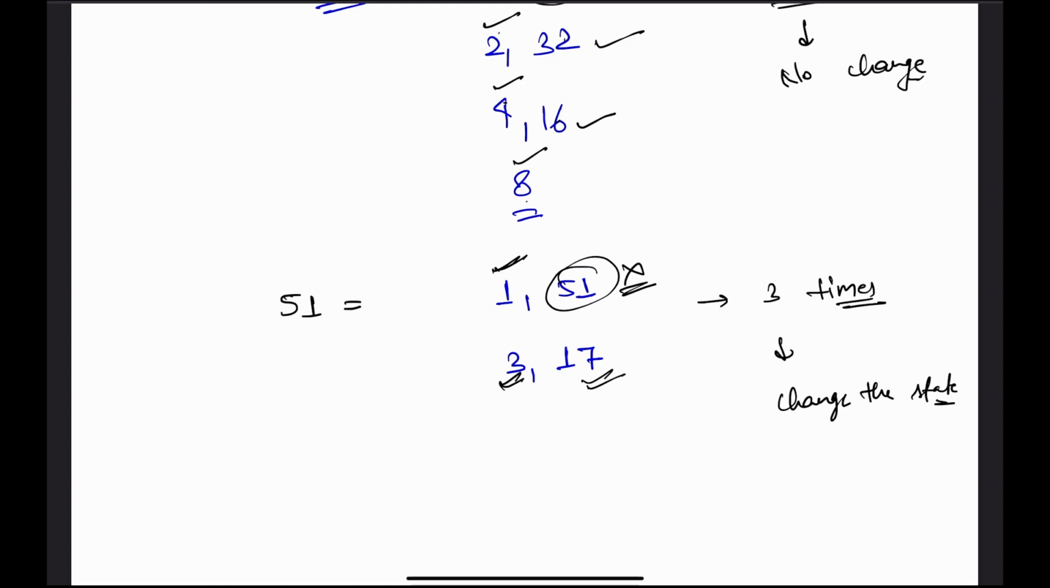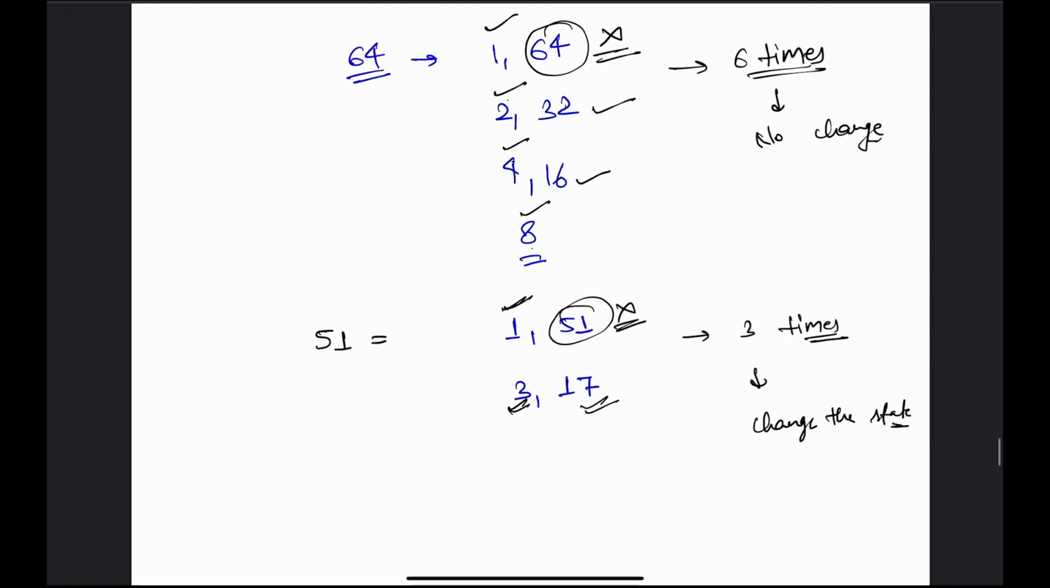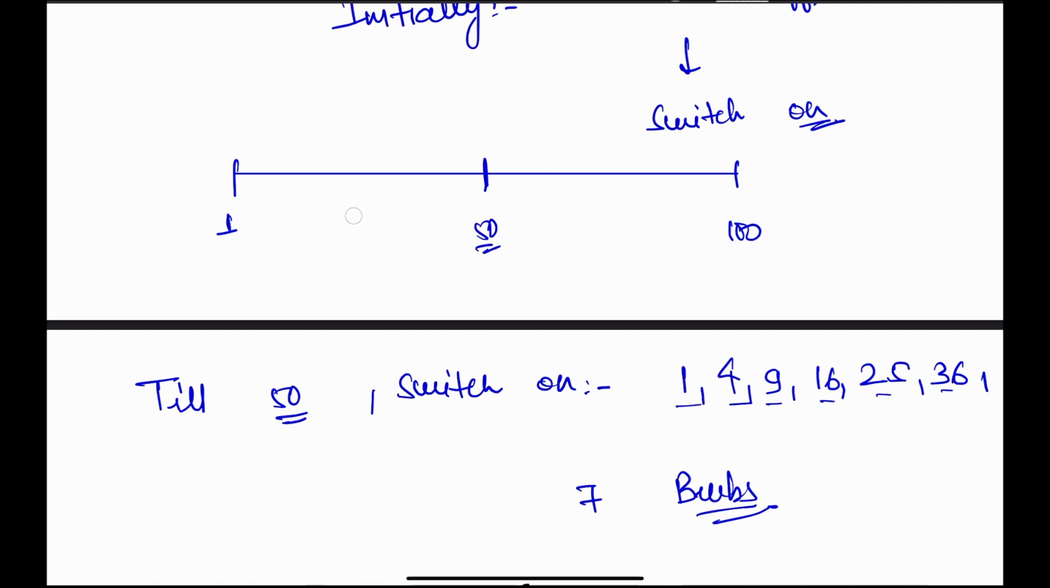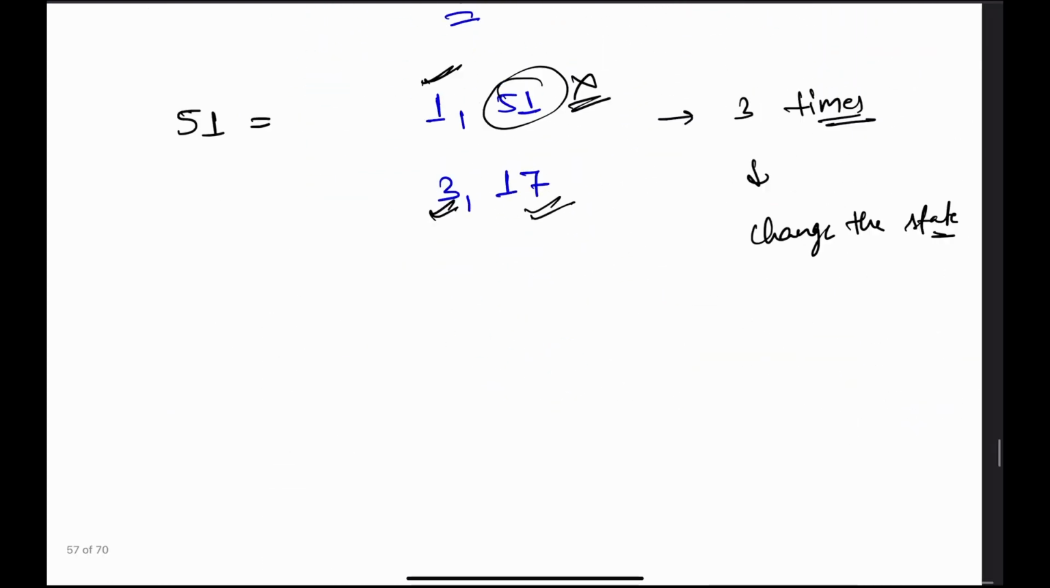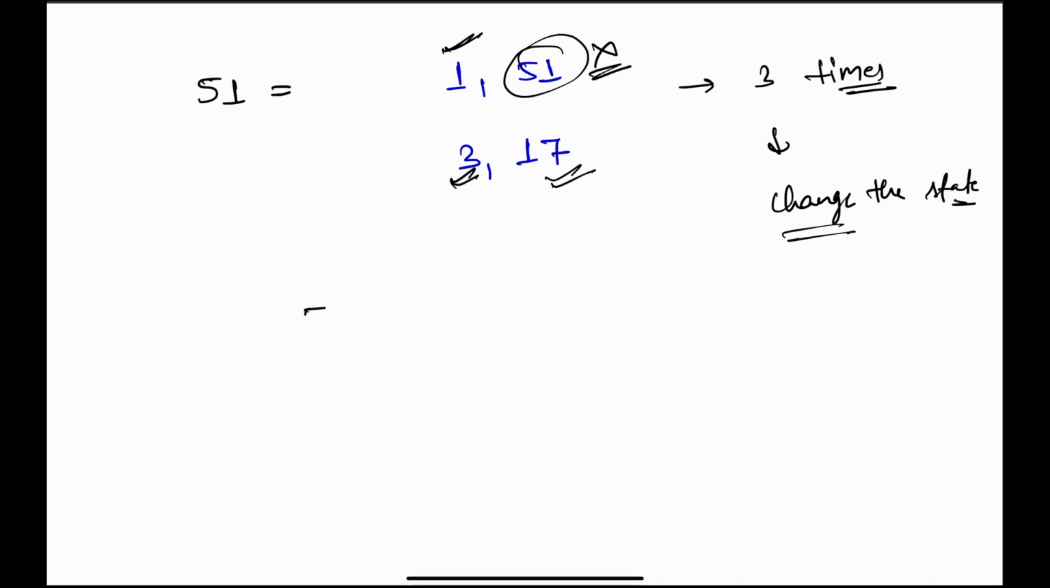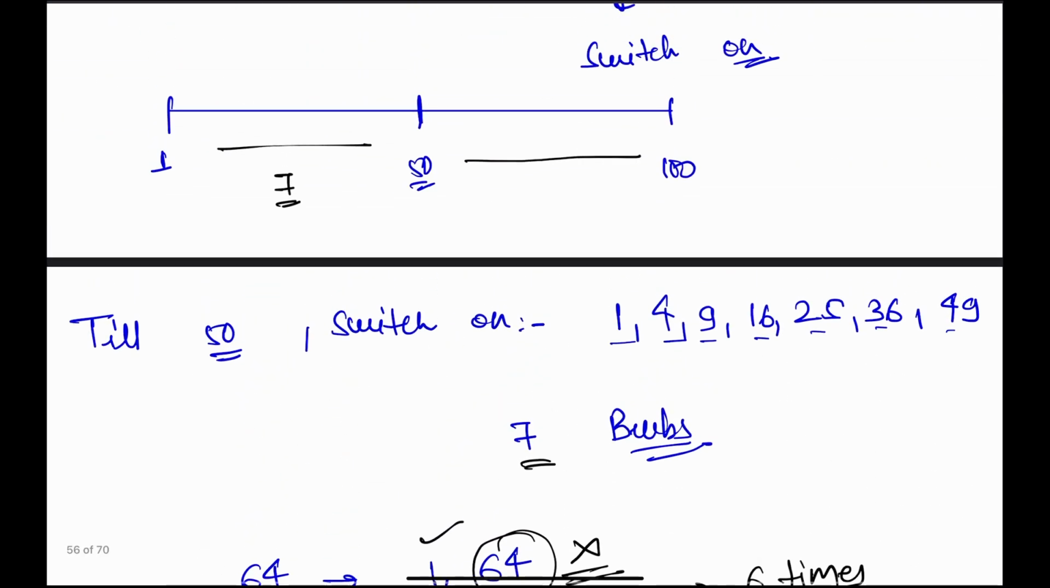So now everything has turned the table. In this much, how many are there? A total of 7 bulbs. Okay, and in this much, how many are there? 50 minus all the squares which are left. So how many squares are left? Squares are not changing now. What is changing? All numbers except a square. So 50 numbers minus the squares 49, 64, 81 and 100, these 3 numbers, so minus 3 is 47. Let's just write 47.